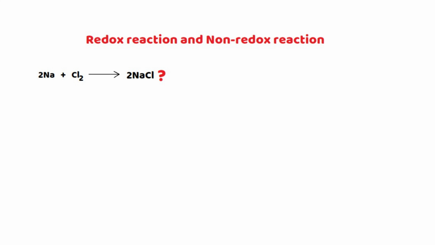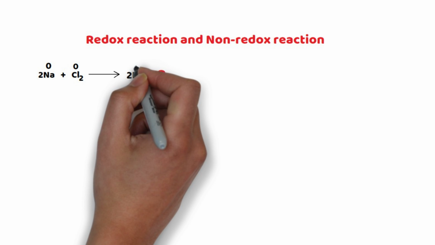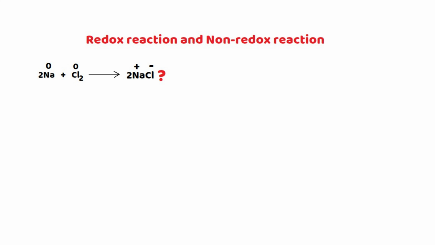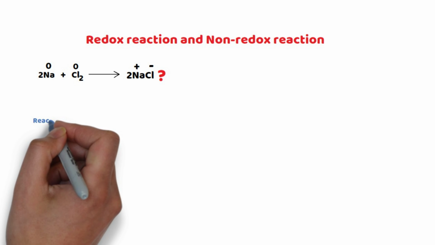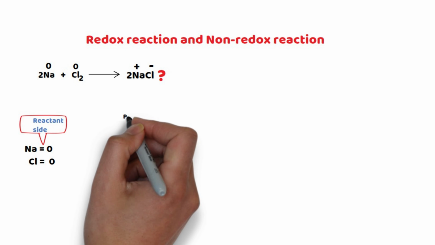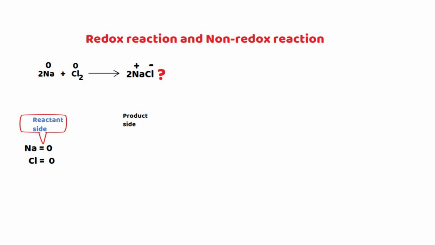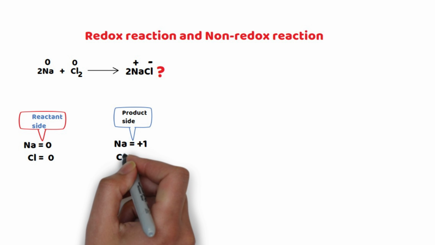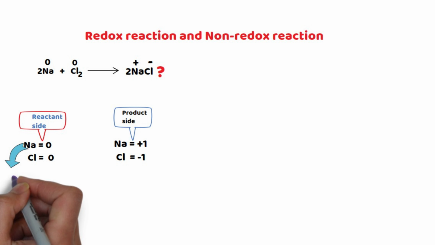To do so, let us assign oxidation numbers for each atom that is present in this chemical equation. The oxidation number of sodium is 0 because it's a free element. The oxidation number of chlorine is 0 again because it's a diatomic molecule. The oxidation number of sodium in sodium chloride is +1 and the oxidation number of chlorine in sodium chloride is -1. Therefore, on the reactant side the oxidation number of sodium is 0 and the oxidation number of chlorine is 0. But on the product side, the oxidation number of sodium is +1 and the oxidation number of chlorine is -1.